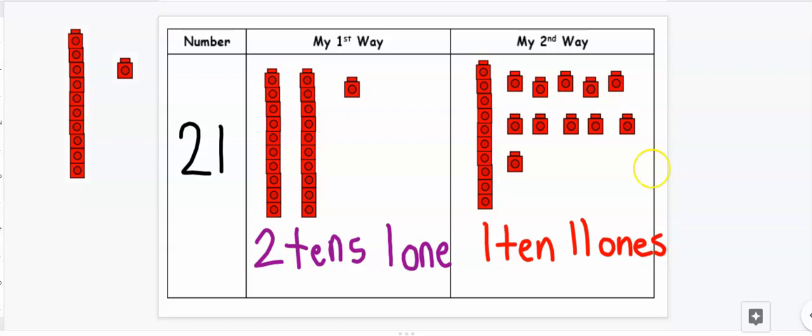So how did you know that there would be 11 1s? If I take one of the 10s, if I didn't have one of these 10s, right? I had to make a 10 here with the 1s. So that made 11. So 21 is equal to 2 10s, 1 1, and also 1 10 and 11 ones.